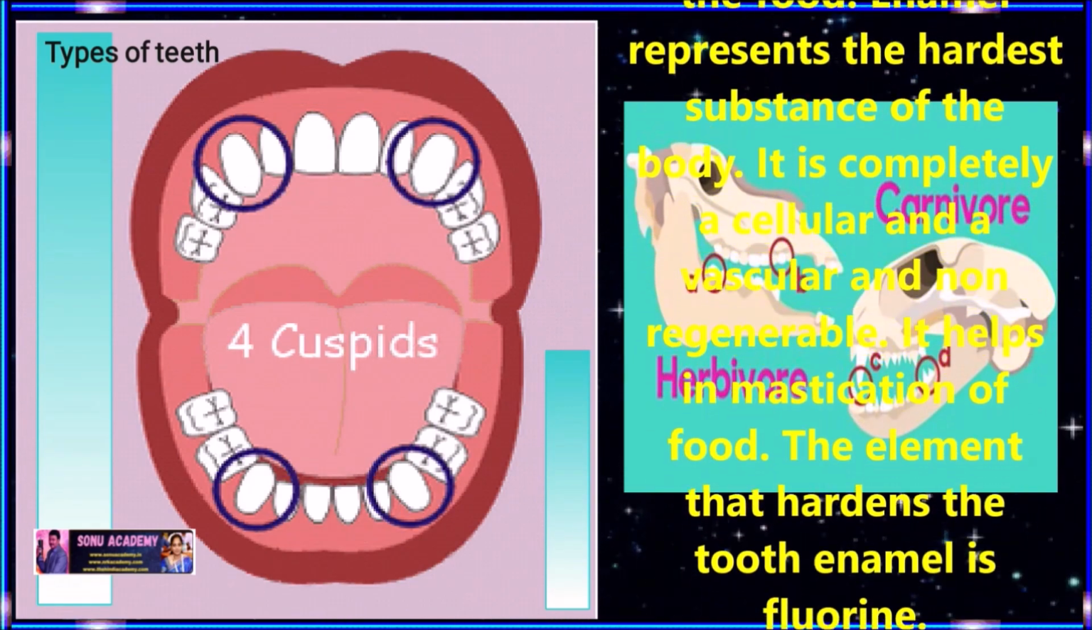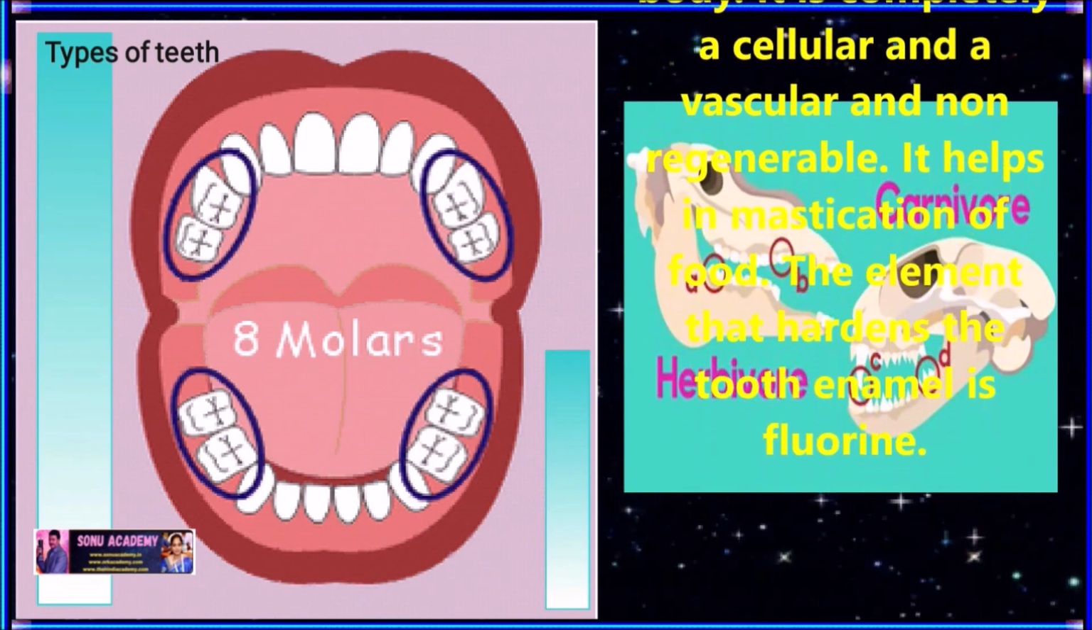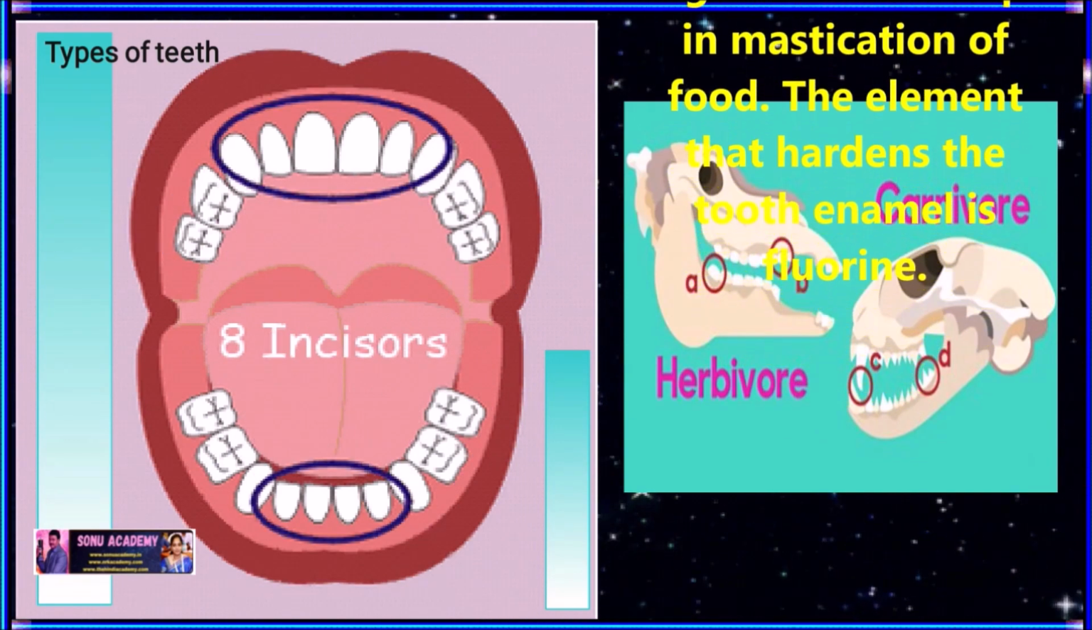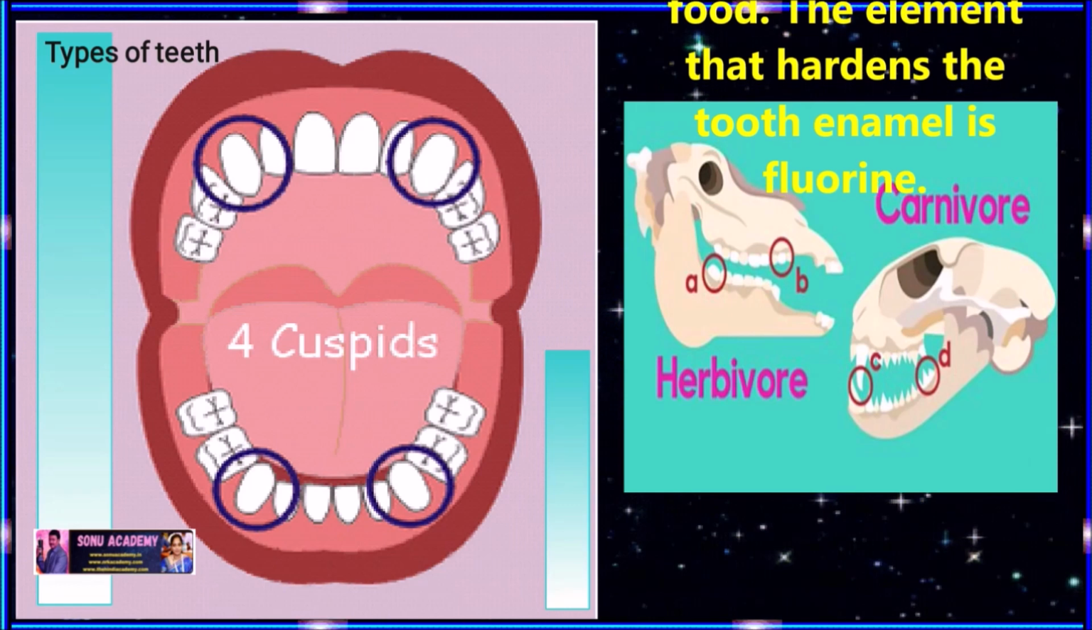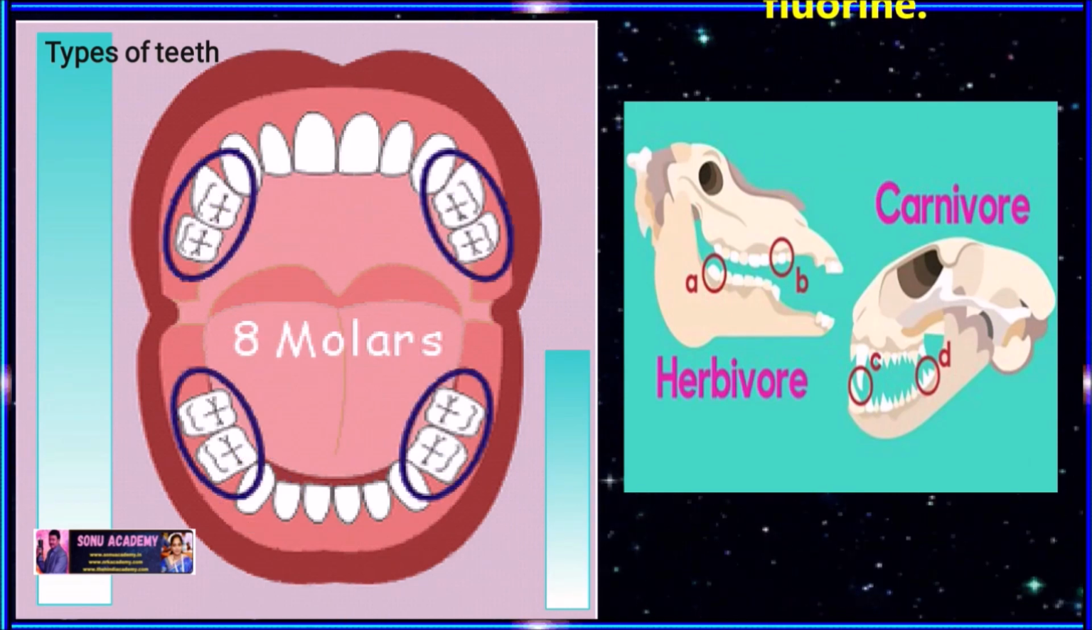Children, the enamel which is present on the teeth represents the hardest substance of the body. It is completely acellular and avascular and non-regenerable. It helps in mastication of the food. The element that hardens the smooth enamel is fluorine.